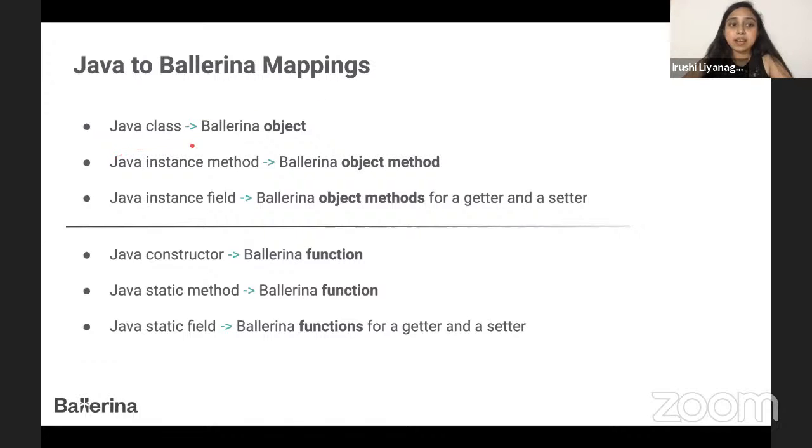So basically, a Java class will be mapped on to a Ballerina object. An instance method will be mapped on to an object method inside the corresponding Ballerina binding object. And a Java instance field will be mapped on to two object methods inside the Ballerina binding object. And also the constructor, static methods, and static fields will be mapped onto Ballerina functions outside of the Ballerina binding object. So again, I will go through a generated binding to show you exactly how these mappings are done.